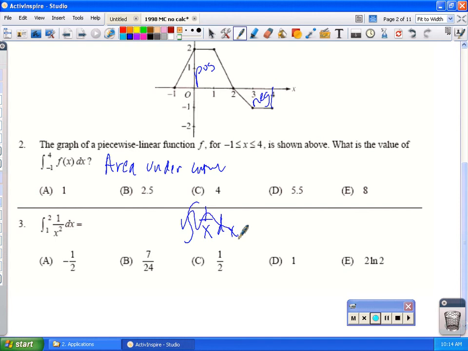This becomes algebra, x to the negative 2 dx. When you find the antiderivative of that, you increase the power by 1. You get x to the negative 1 divided by the power. You rewrite that as negative 1 over x, evaluated from 1 to 2. You carefully handle the arithmetic, and you choose your solution.